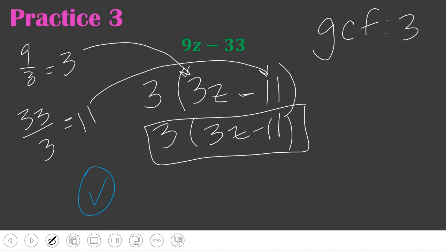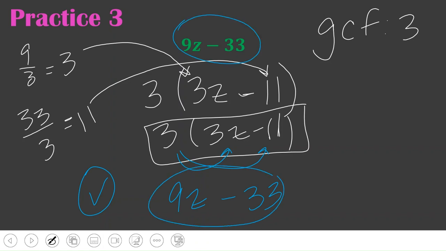And the way we're going to check is we are going to redistribute the 3 that we just factored out back in to make sure that we ended up with an equivalent binomial. So 3 times 3z is 9z. 3 times negative 11 is negative 33. I'm looking at this that we started with and this that we ended with. Once we did our check, that is correct. This is a correct factored out GCF.